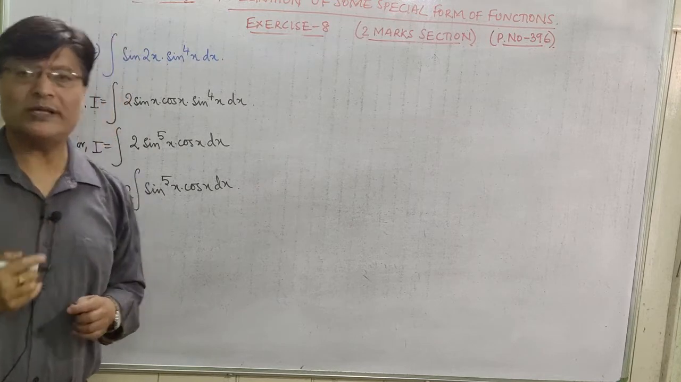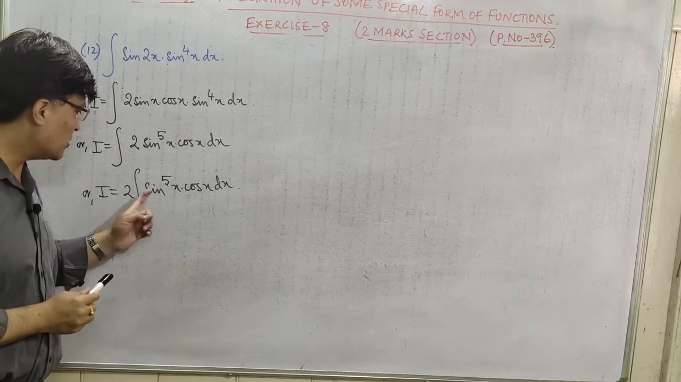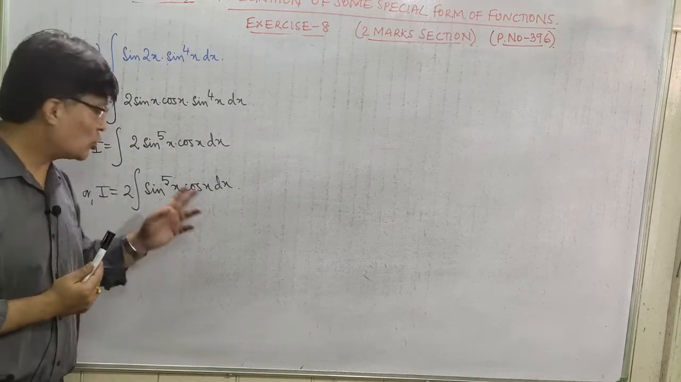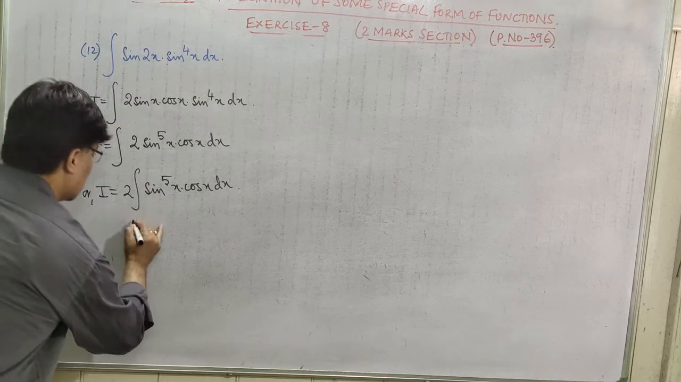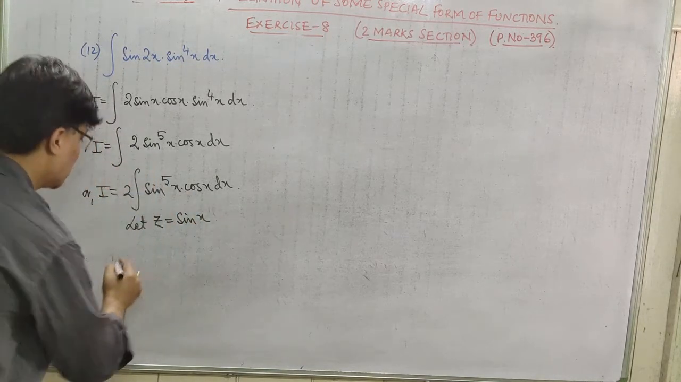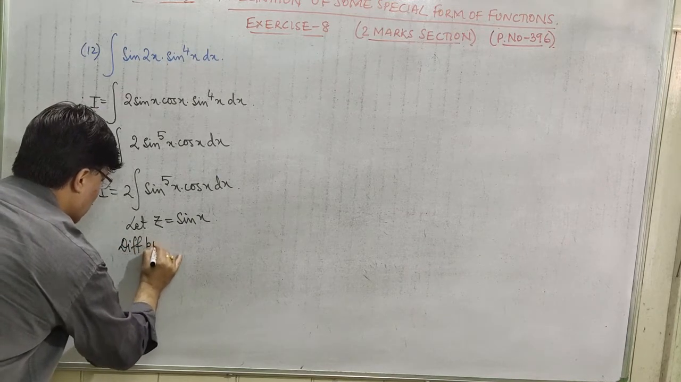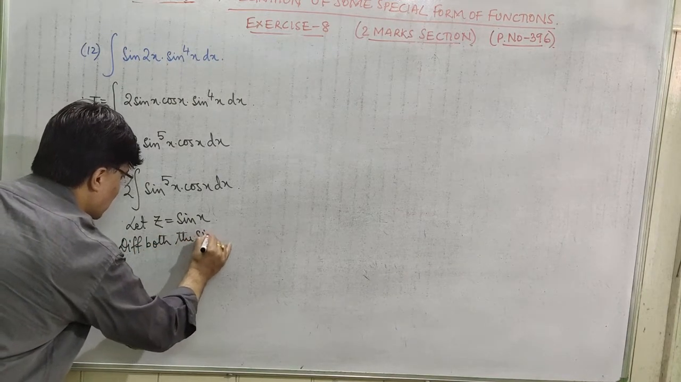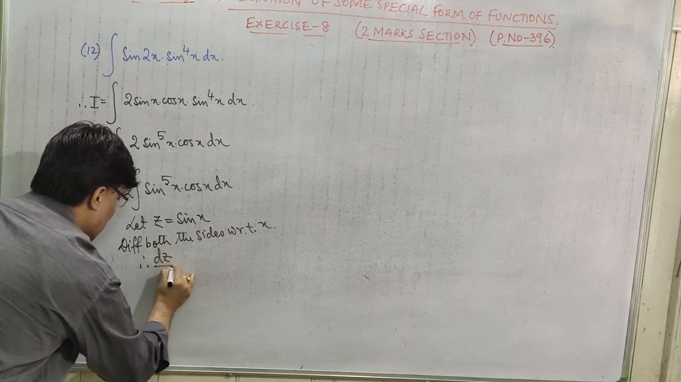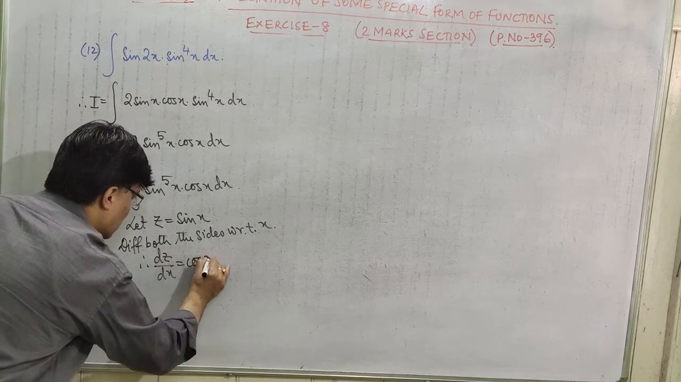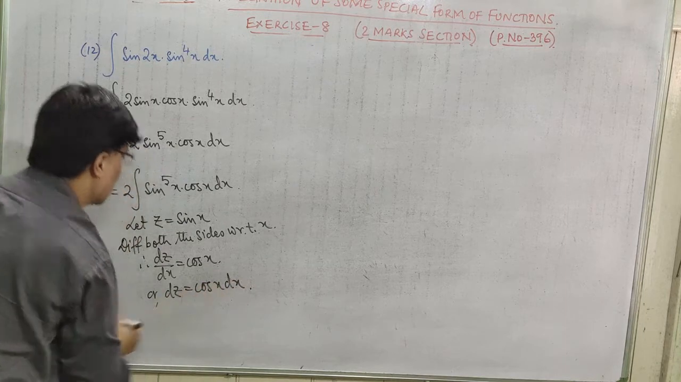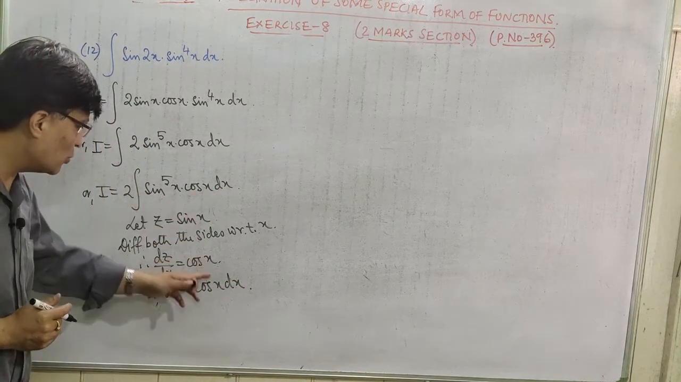So now what is the method for integrating it? This is sin to the power 5x into cos x dx, and the differentiation of which function is cos x? Sin x, isn't it? So we can assume this sin x as z. Let z is equal to sin x. Let us differentiate both the sides with respect to x. That is dz by dx is equal to cos x. Now let us do cross multiplication. dz is equal to cos x dx. So we have got the value for cos x dx, which is equal to dz.